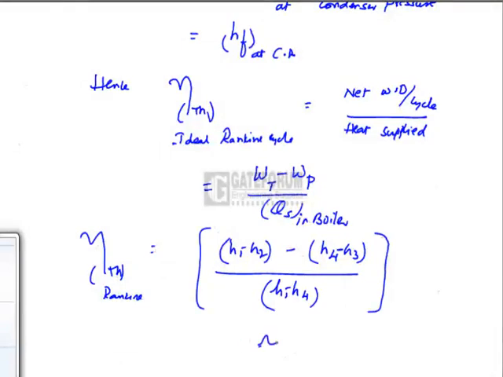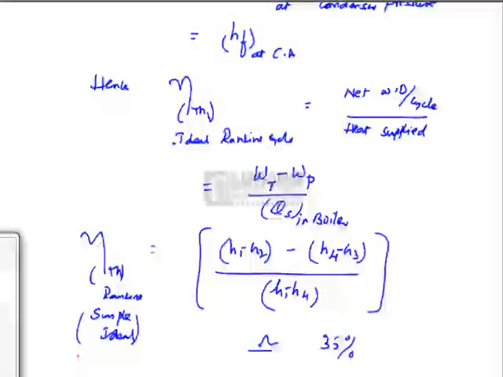Usually, when the cycle is operating in the normal working ranges generally employed, we get around 35% to 40% thermal efficiency for a simple ideal Rankine cycle. Approximately the thermal efficiency shall be equal to 35%.